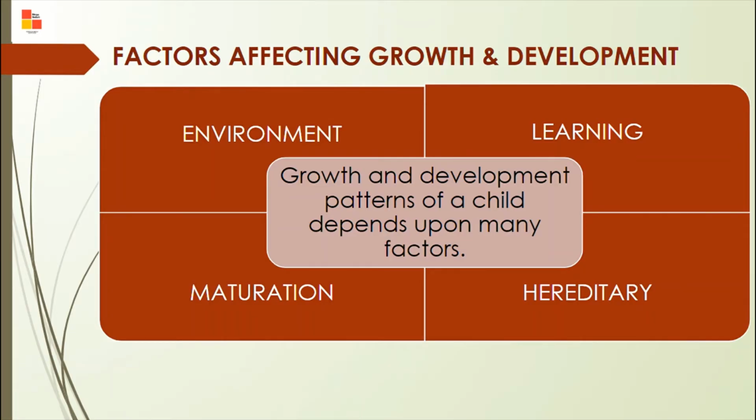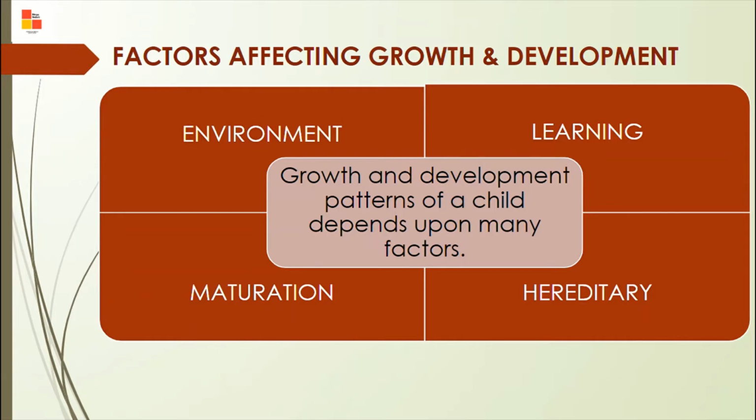What are the factors which affect growth and development? Environment. Environment means the type of parenting, type of family, socio-economic status of the child, and learning, how much he learns from the atmosphere, what opportunities are given to him. Heredity, genes which transfer from one generation to another, is also one of the major factors of growth and development. Example, your height and weight come from your mother or maybe your father.